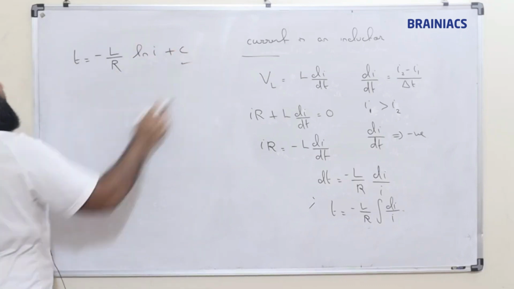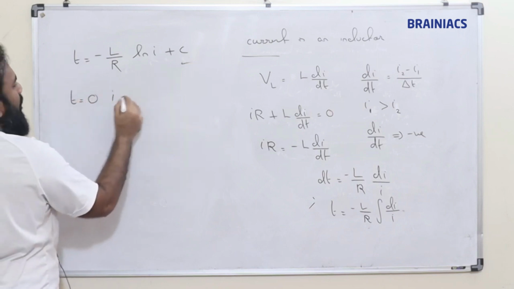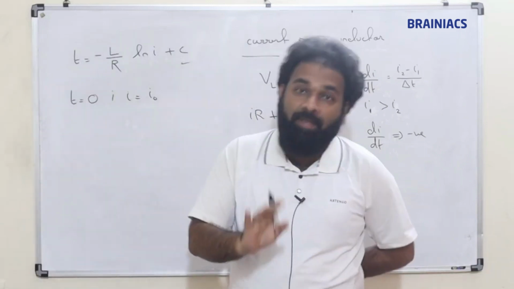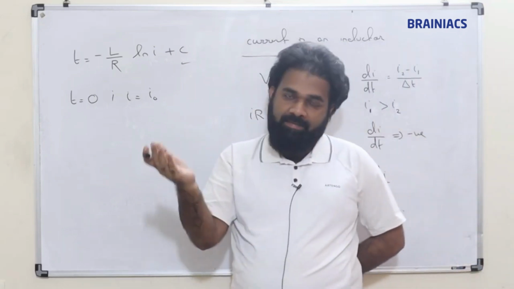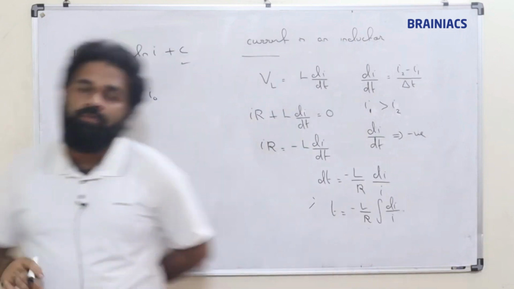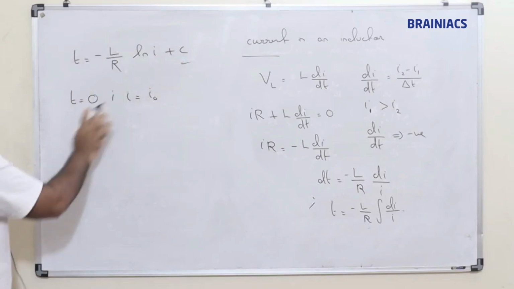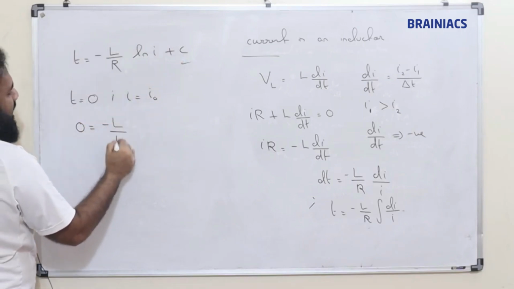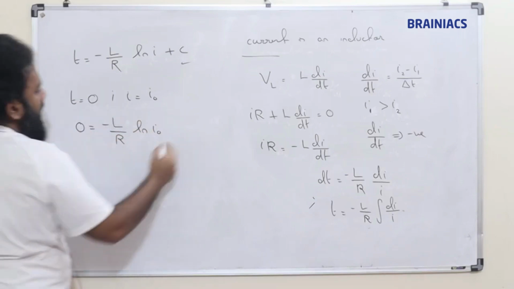So now we need to find this constant. At a time t is equal to 0, what is I? I is equal to I naught, that is the maximum current. Initially it had reached the maximum current at a steady state, then only we changed the switch. We are studying about decay of current here. So 0 is equal to minus L by R natural logarithm of I naught plus C.